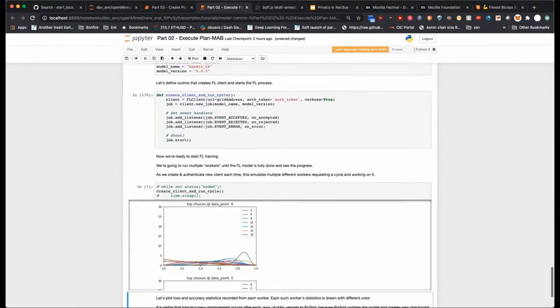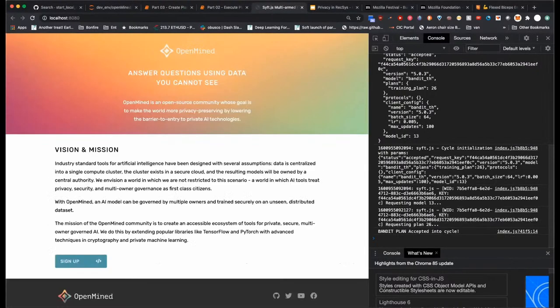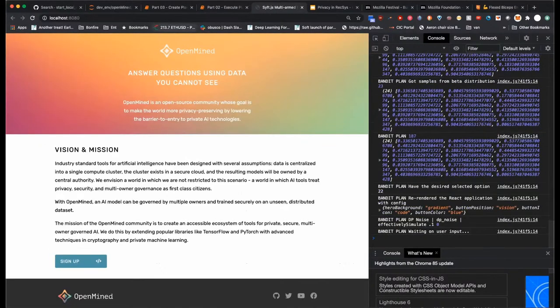So far, so good. So at this point, what you would expect is that if you go back to the browser, it's going to start to serve you the best option, and it will be acting less randomly. So let's take a look. So yep, it seems to have converged. Once in a while, it will still serve a random option to explore and update itself.